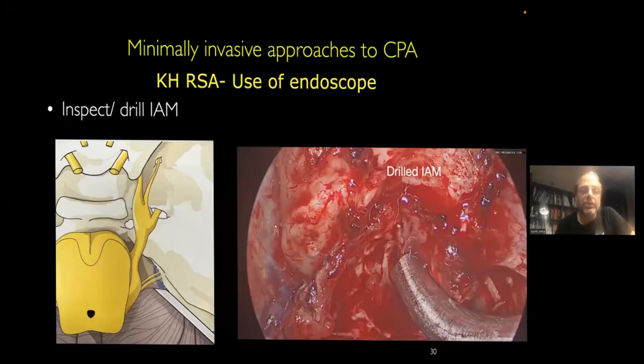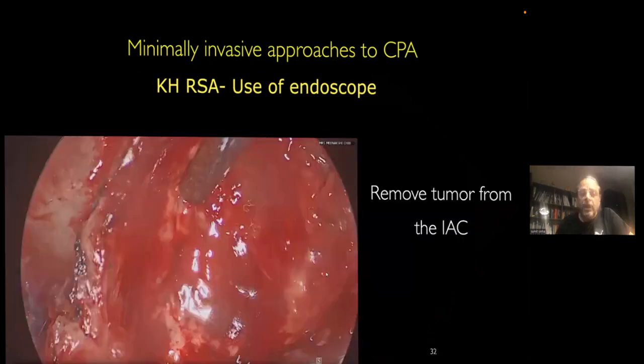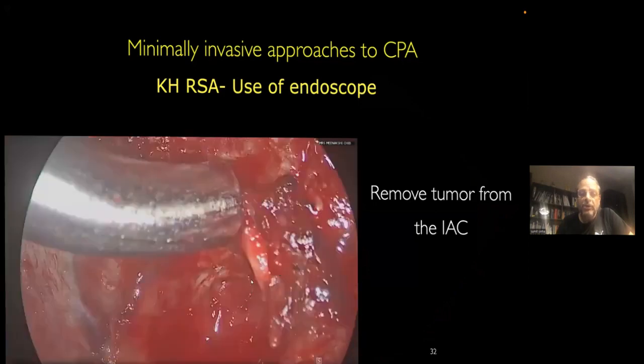Many times during the surgery, for various reasons, inspection or drilling of the internal meatus, as you can see in this area, in this video. Drilling of the internal meatus, looking backwards into the, yes, endoscope is a beautiful tool. The facial nerve beneath the arachnoid over here is stimulable functionally and preserved anatomically.